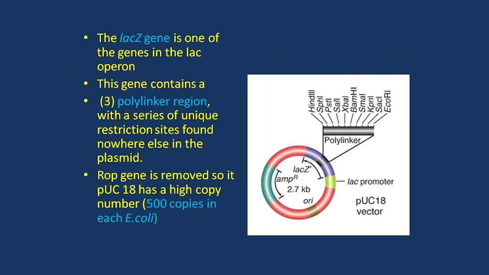Lac Z gene is one of the genes in the lac operon. This gene contains a polylinker region, or a region where several restriction endonucleases can cut the DNA. And the rop region here is absent because we are trying to increase the number of copies of pUC18. Remember I told you rop determines the number of copies of the plasmid produced in E. coli. In the case of pBR322, it was 20 copies. Here it is 500 copies.